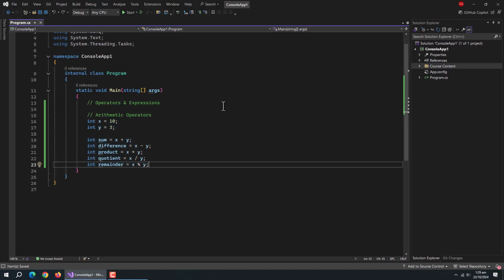Arithmetic operators let you perform mathematical calculations. The addition operator adds numbers together, like adding two values. The subtraction operator is used to subtract the values. Multiplication operator lets you multiply numbers. Division operator is used to divide the numbers. Finally, there is a modulus operator, which gives you the remainder after division.